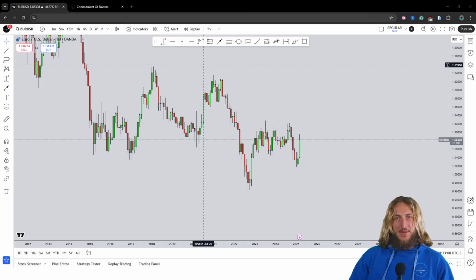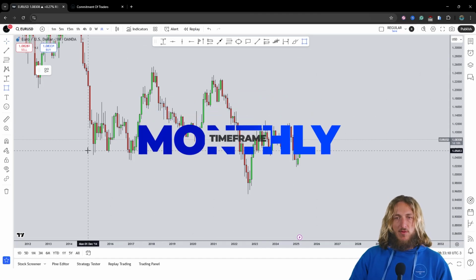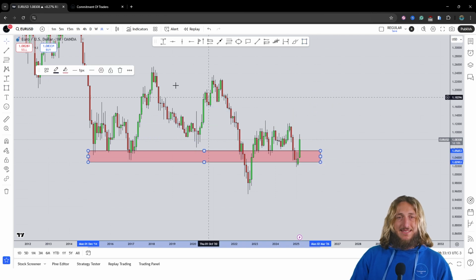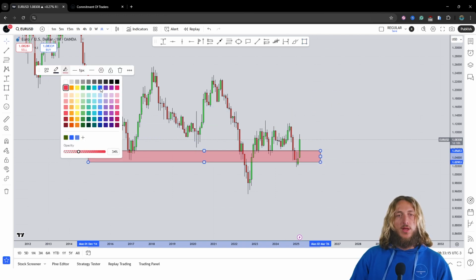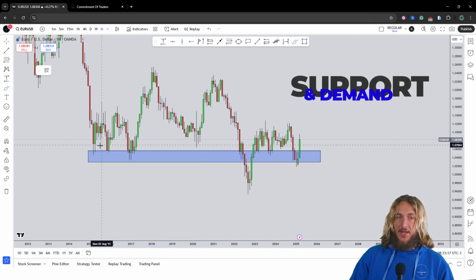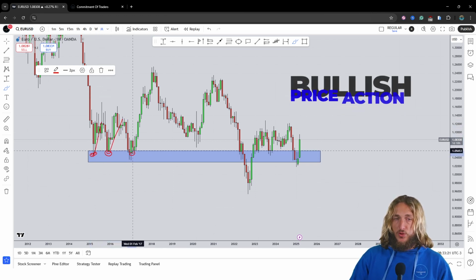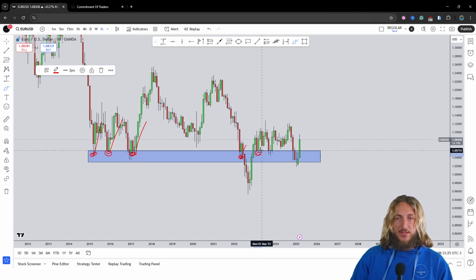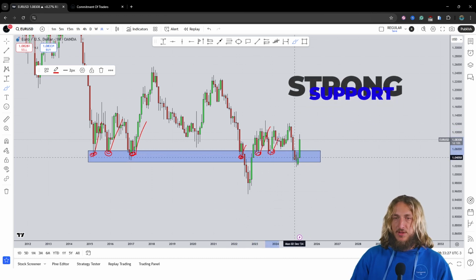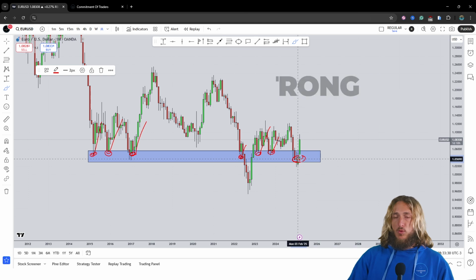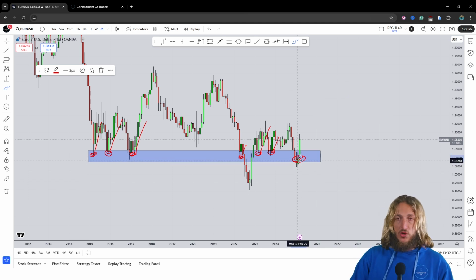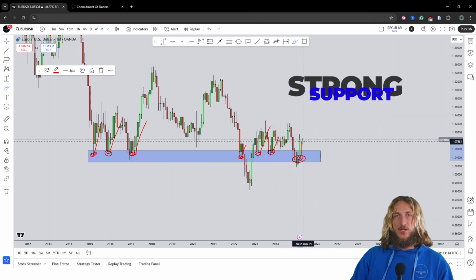Starting here from the monthly time frame, what we can see is that we have a market which at the moment is testing a quite strong historical monthly support and demand area. From here, all these previous rejections to the upside were created. So every time the market tested this zone, it got rejected to the upside quite aggressively. And what we can notice is that at the moment the market is testing the exact same zone, and has already started rejecting it to the upside.